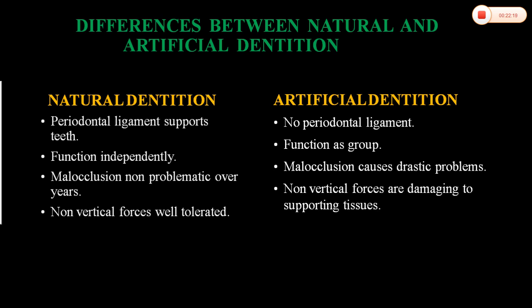Whereas coming to complete denture, when there are no teeth in the oral cavity, you are giving a denture. So all the teeth you set will be in the denture. The load applied on one part of the denture will be transmitted to the entire denture base. The artificial teeth in the denture will act like a whole unit, whereas in natural teeth, a single tooth will act independently. In complete denture, all the teeth will act like a group or like a single unit.